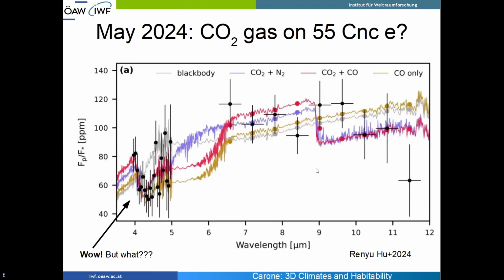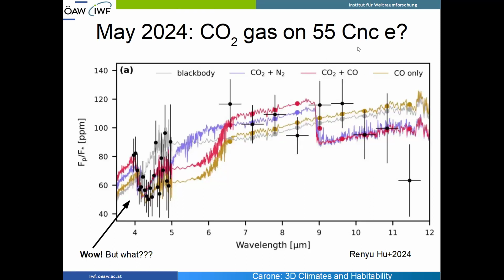But for now, I want to finish with this plot, because since last week, we actually know that at least one rocky exoplanet has an atmosphere. This is an observation from Renew et al. with the planetary mission, and they see CO2 gas for this planet. The 4.3 micron feature is pretty strong and pretty robust.